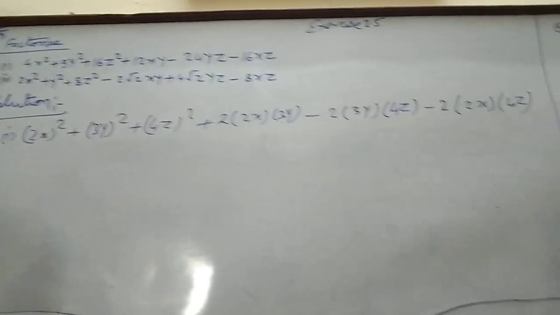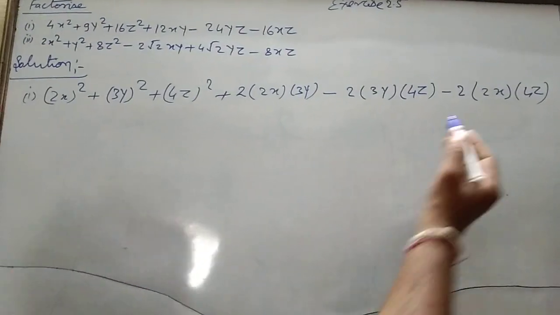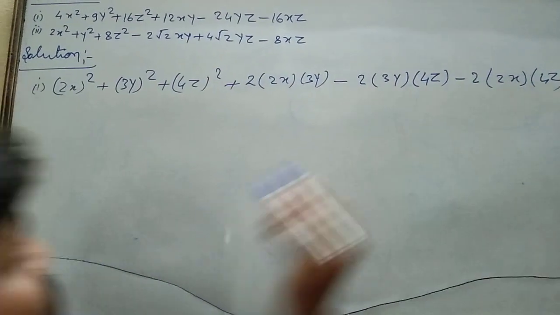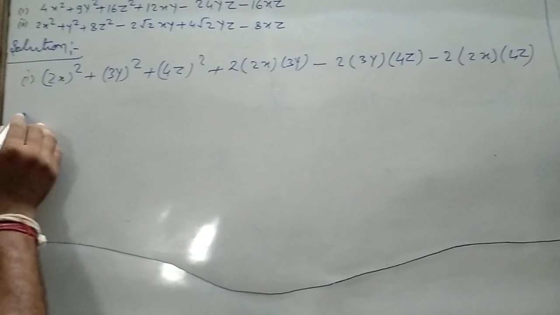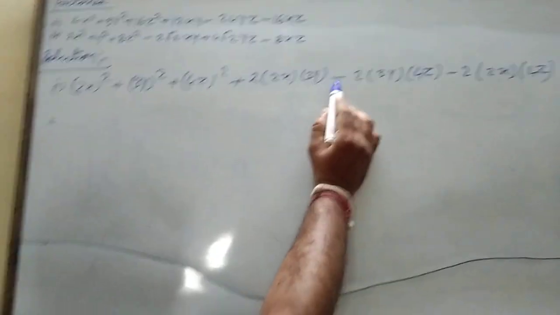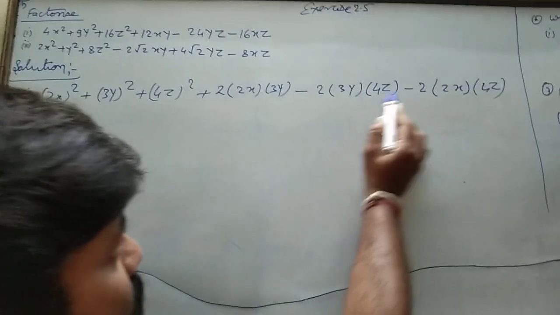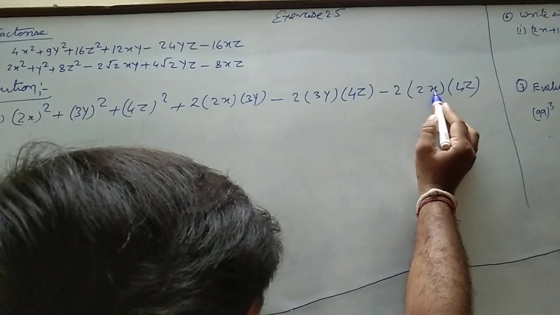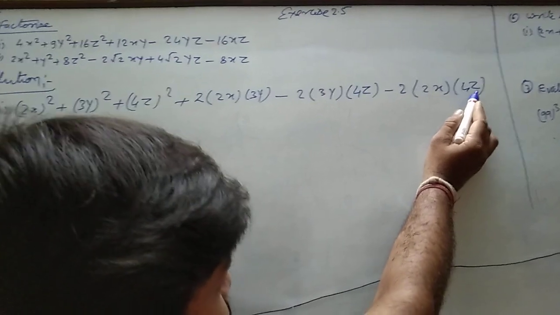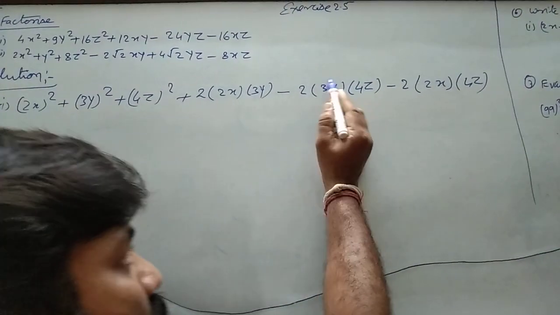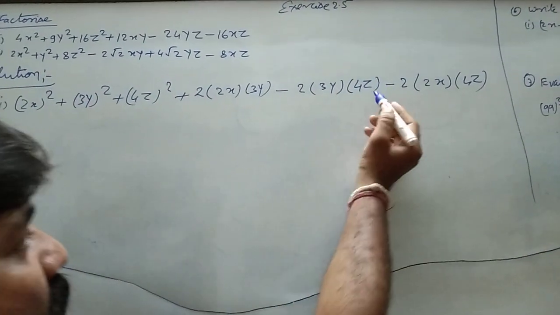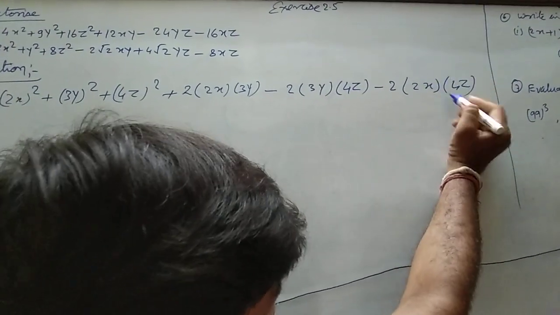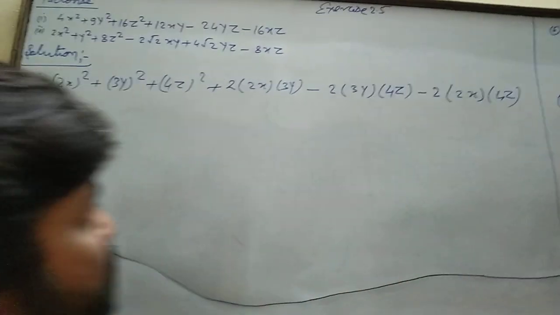After this, minus 2 times 2x into 4z. Then if we multiply, we get 4 twos are 8, 8 twos are 16. After this, here negative sign and here negative sign, and this is the term in terms of y and z, and this is in terms of x and z. Then maybe this term will be negative or this term will be negative, and here also this term will be negative or this term will be negative.